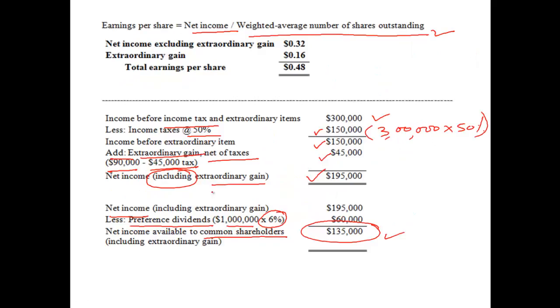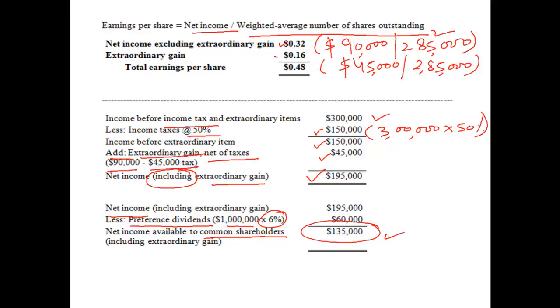Now coming to our formula, the earnings per share will be calculated as net income divided by weighted average number of shares outstanding. So the net income excluding extraordinary gain is $90,000 divided by 2,85,000, that is the weighted average number of shares. And the extraordinary gain is $45,000 and the weighted average number of shares are 2,85,000. So we'll get 0.32 and 0.16. So the total earnings per share will be $0.48.